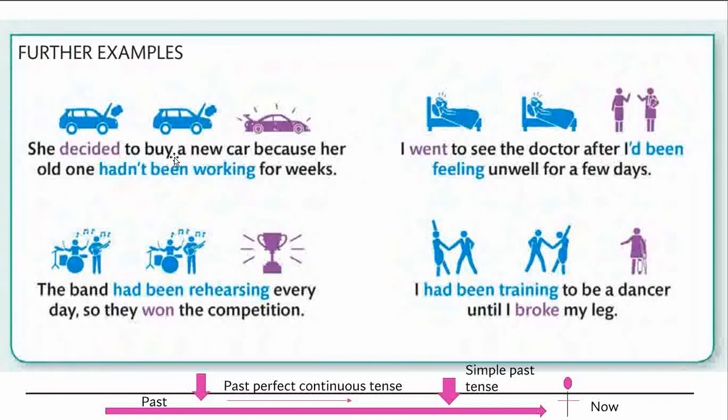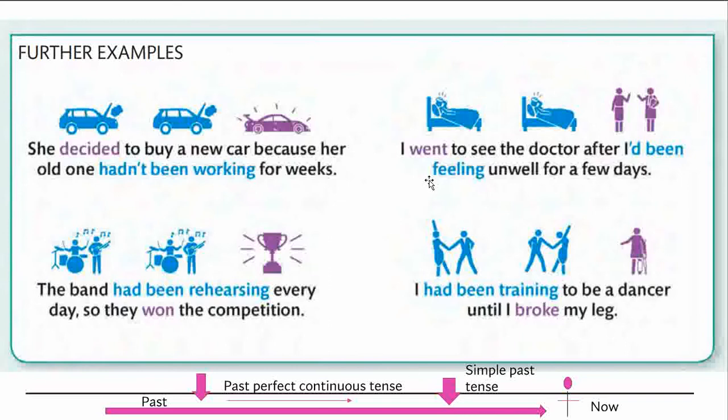She decided to buy a new car because her old one hadn't been working for weeks. Now, her old car had not been working for weeks is the past perfect continuous tense. She decided to buy a new car is the action that is obstructing not working of the car. She got a new car, so that is in simple past tense.